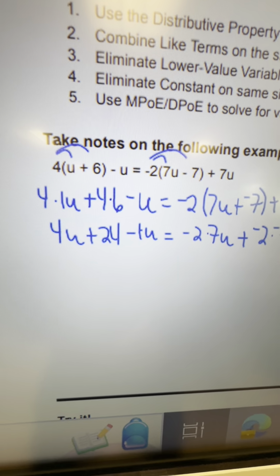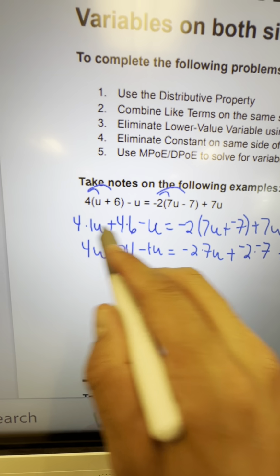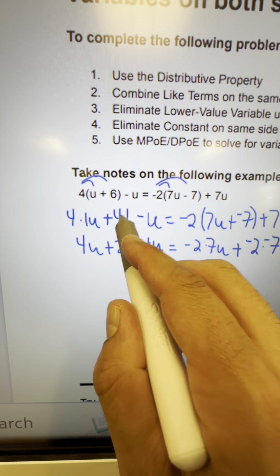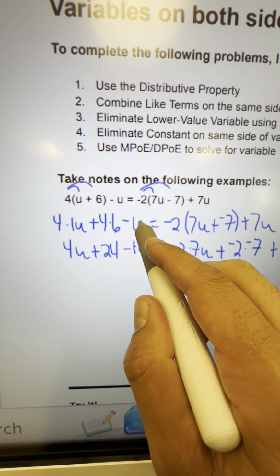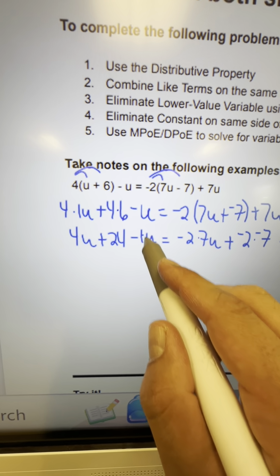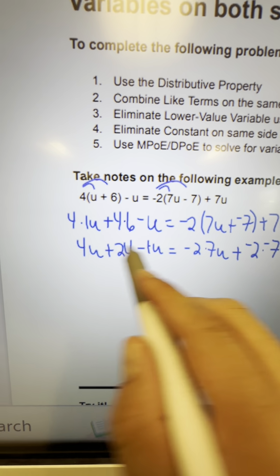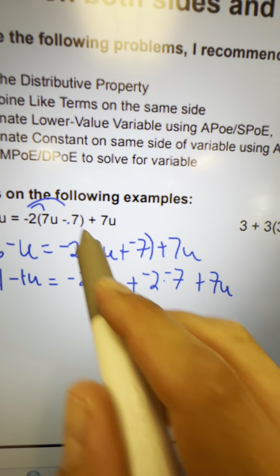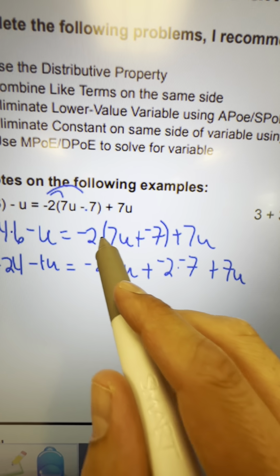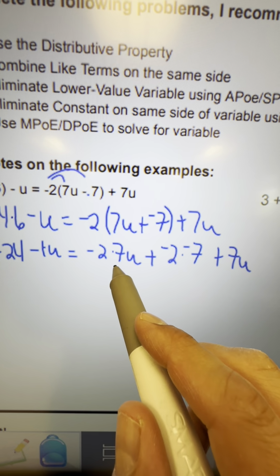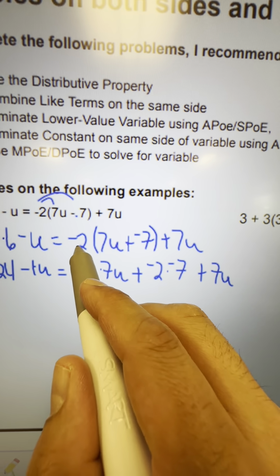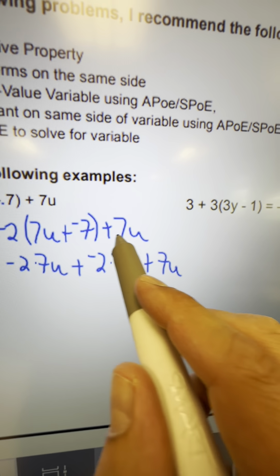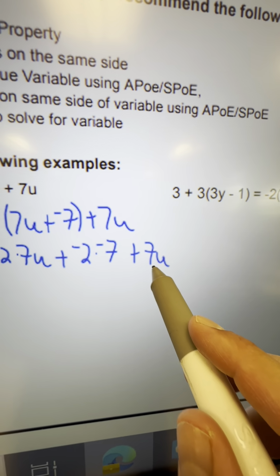So now you can see here, I simplified 4 times 1u is 4u, 4 times 6 is 24. Minus u is the same thing as minus 1u, so if you want to put the 1, you can. So I simplified the left side. Then over here, as I mentioned before, I rewrote it as addition, so that became plus negative. And now I distributed negative 2 times positive 7u, bring down my plus sign, negative 2 times negative 7, which I did here. And then the plus 7u, I brought down to the next step.